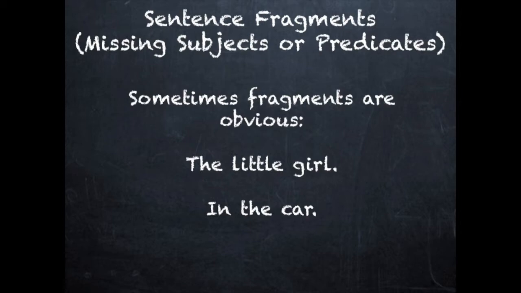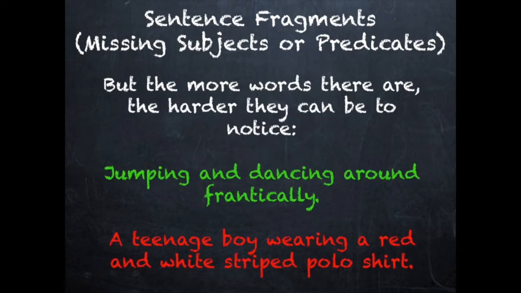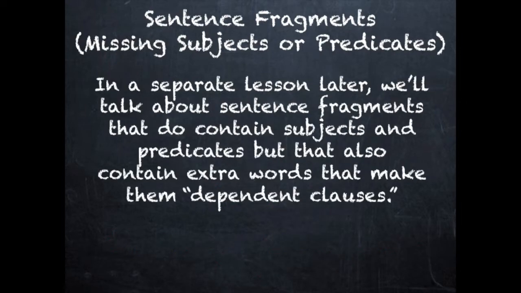But when there's a lot more words, sometimes it can be harder to notice that you have a sentence fragment, like jumping and dancing around frantically. You have a predicate there, but you don't have a subject. Or vice versa, a teenage boy wearing a red and white striped polo shirt. That is all subject, but no predicate. There's no verb. Nothing happened there. And so, in another lesson, in another video, we'll talk about sentence fragments that do contain subjects and predicates, but that are also using extra words that make them dependent clauses. So don't worry about that yet, but that is definitely coming up later.